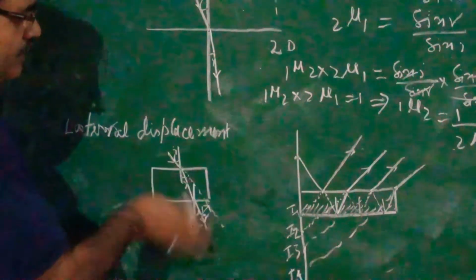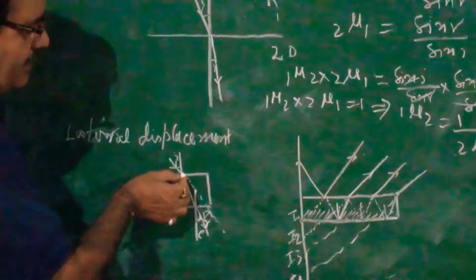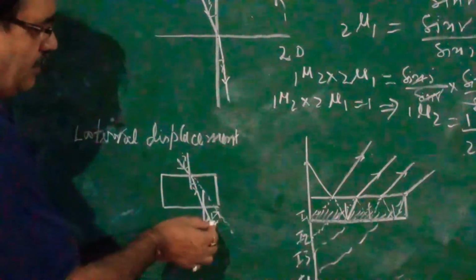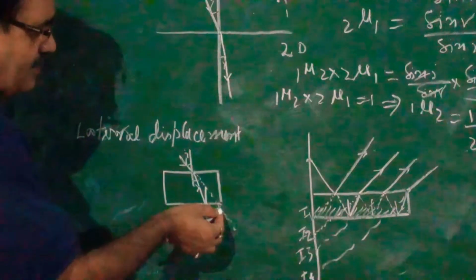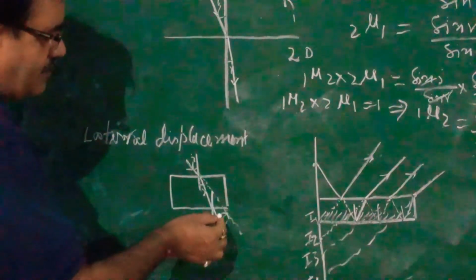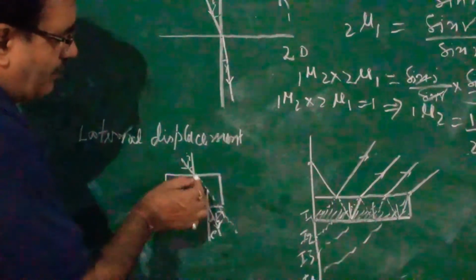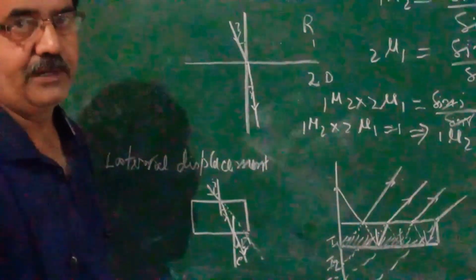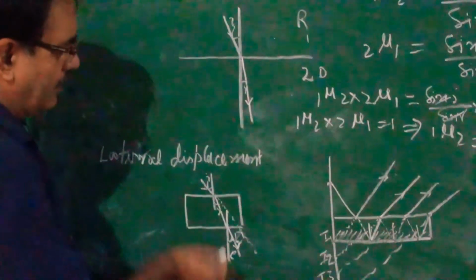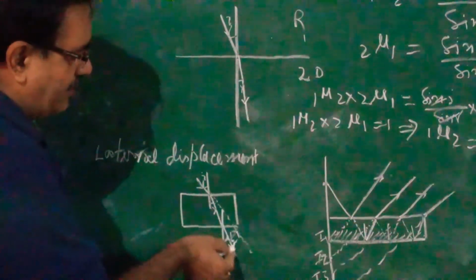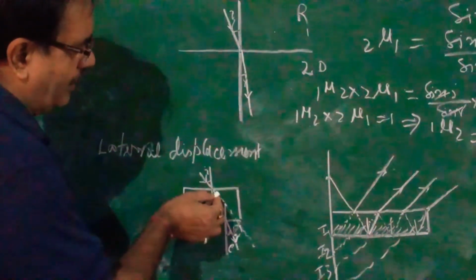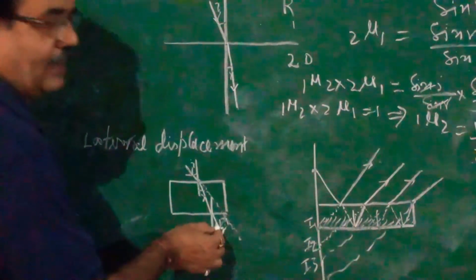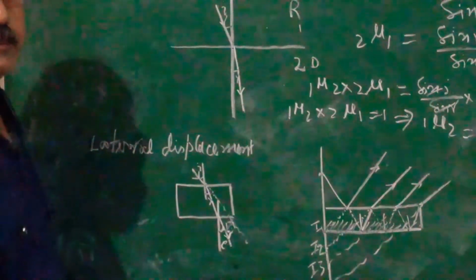Now, if there is no medium, then this incident ray will pass straight. The perpendicular distance between the emergent ray and the original ray is known as the lateral displacement. Once again, the perpendicular distance between the emergent ray and the original straight ray is known as the lateral displacement of the glass slab.